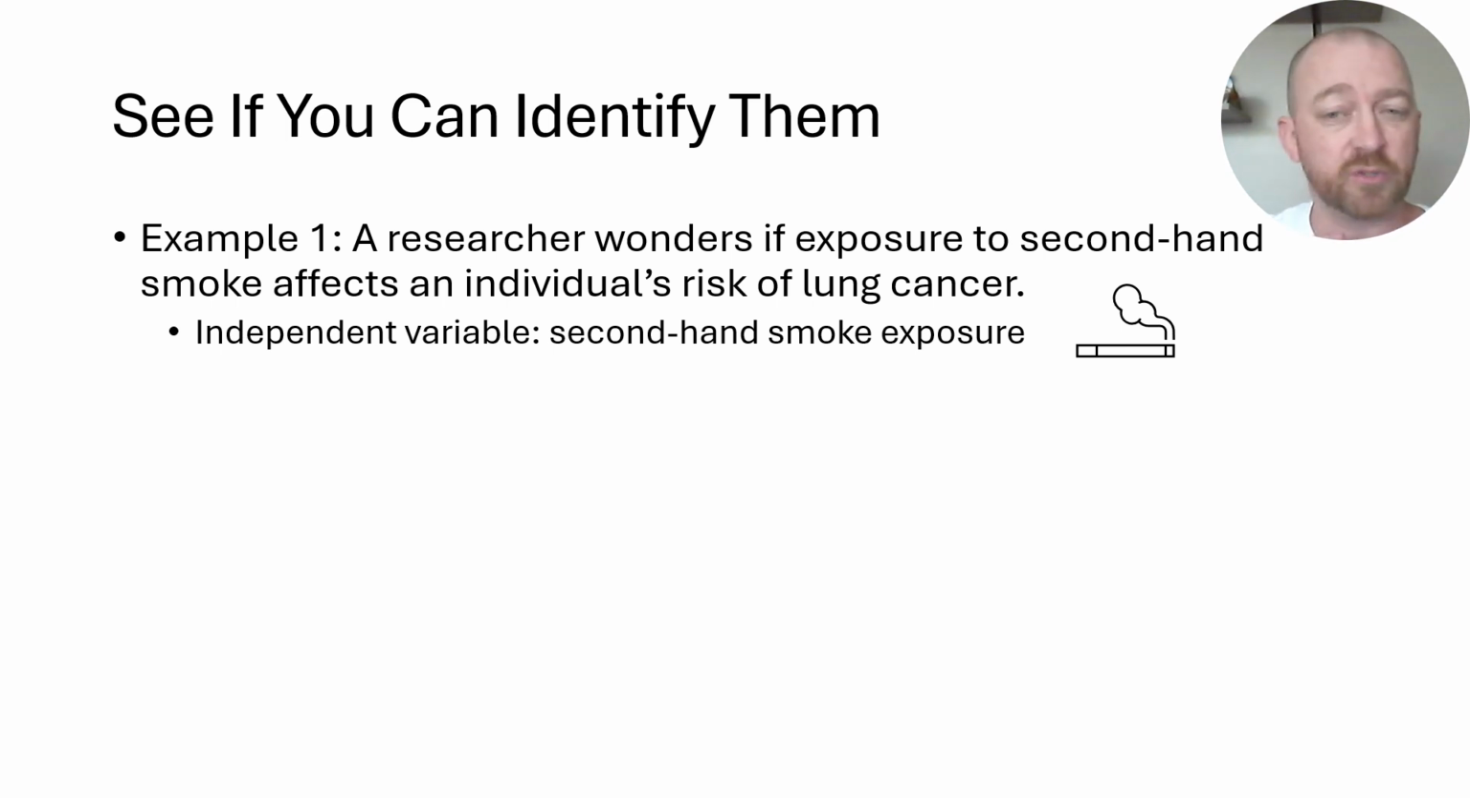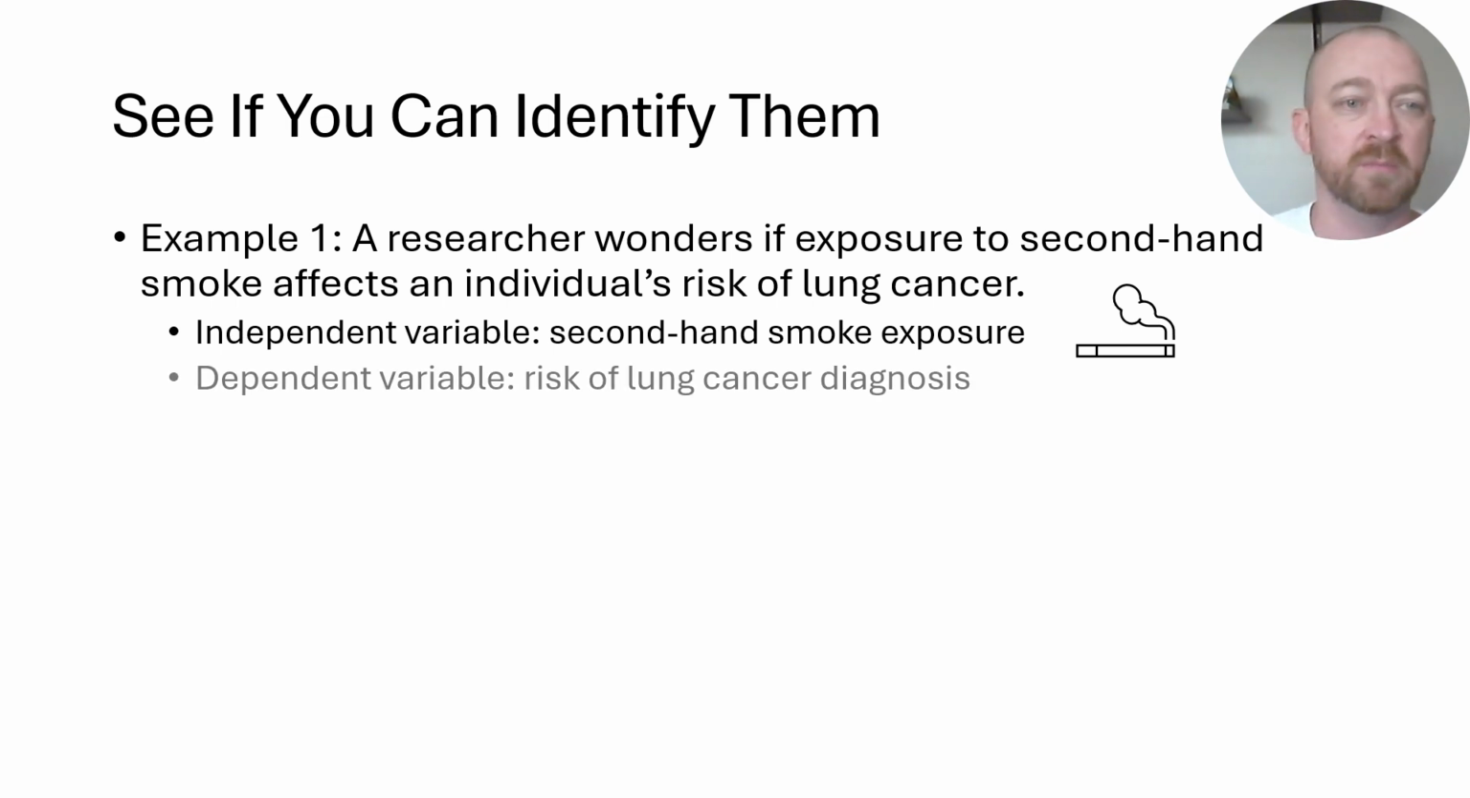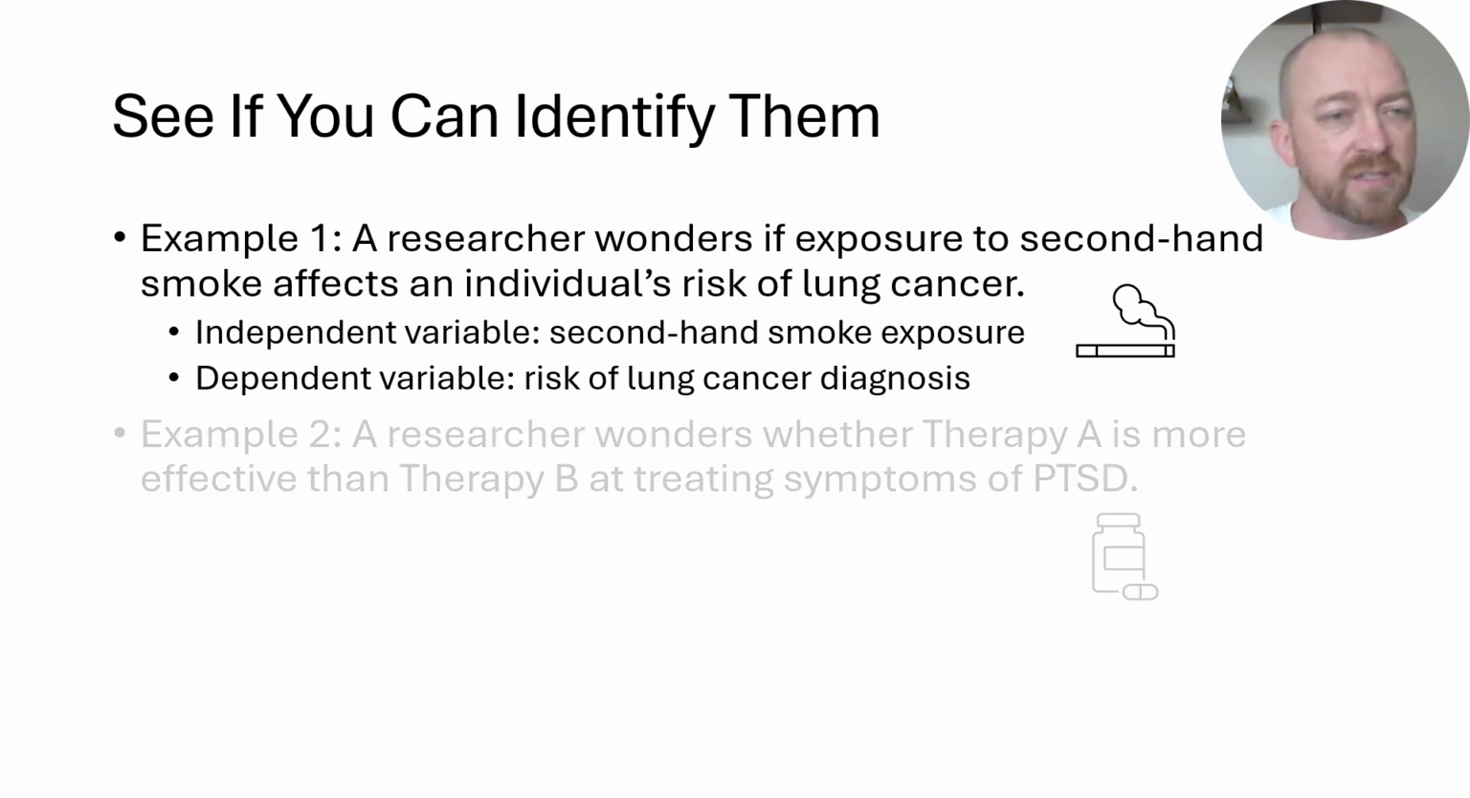Now, even though the researcher didn't introduce secondhand smoke and didn't manipulate the levels of secondhand smoke, what they are doing is they are seeing whether it is the thing causing the change in the other variable, in the risk of lung cancer. So therefore, by definition, this would be the independent variable. And of course, as I said, the dependent variable would then be the risk of lung cancer diagnosis for the remainder of their life, or whatever the researcher decided to do. Okay, now let's try another one.